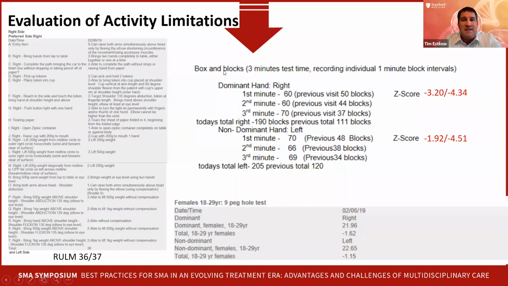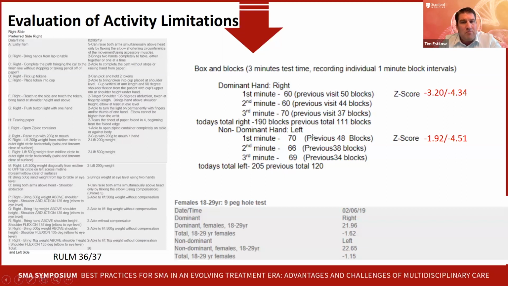This is data from her most recent visit and the visit prior to that. So you can see on the left, here are the minute intervals for the dominant right hand and the non-dominant left. The number here is the number of blocks that she can move in 1 minute. And here was her previous visit. So you can see she went from 111 blocks to 190 for the dominant hand. So almost doubled, just shy of doubled. And the same for the non-dominant, from 120 to 205 blocks.